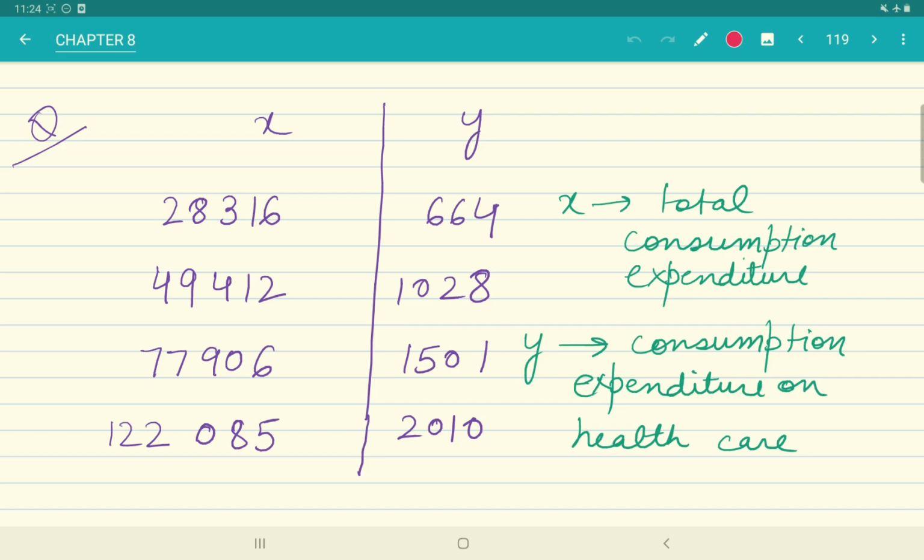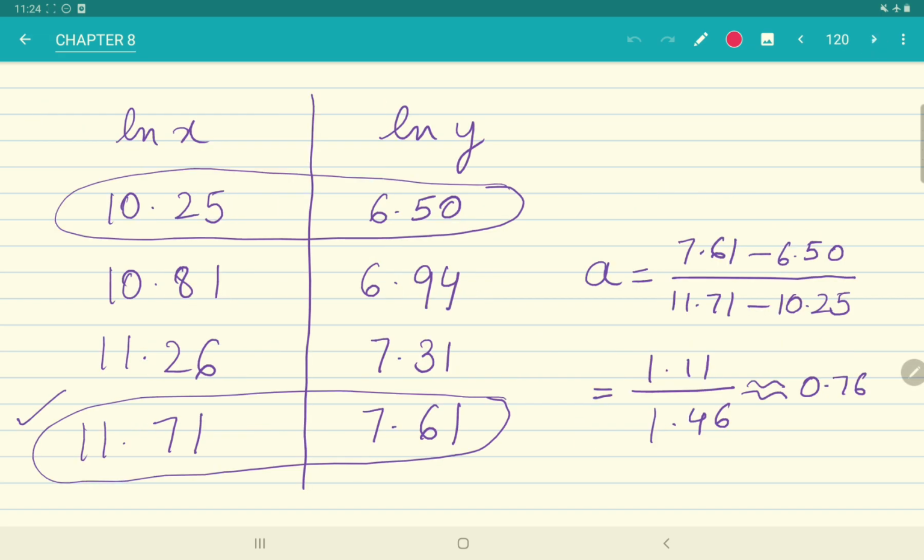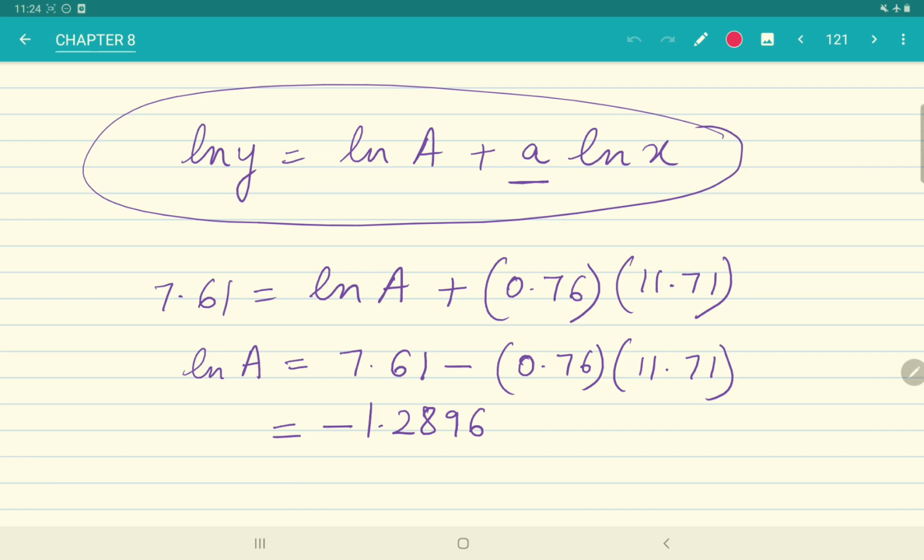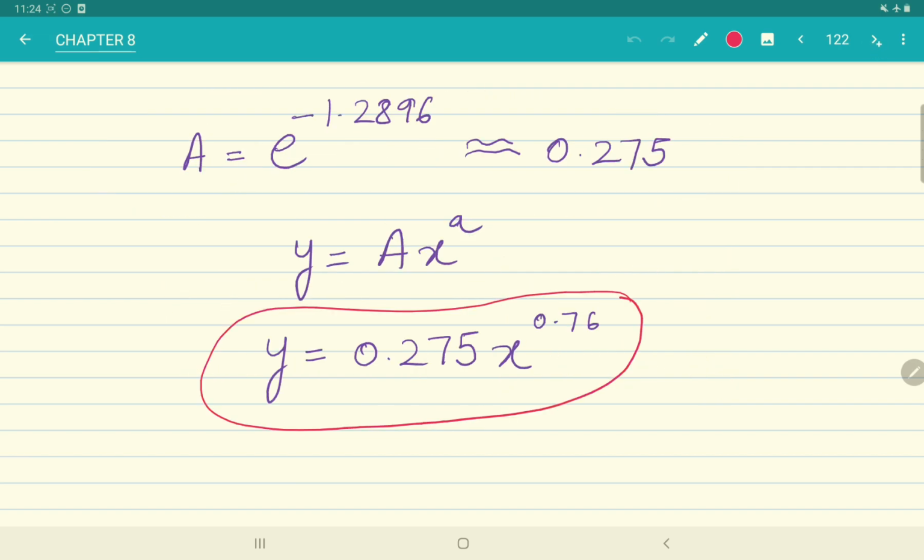The way we go about it is that we first take up ln x and ln y, we make a table, and we plot those in a coordinate system. When we do that, we see that the resulting diagram gives us an approximate straight line. That means ln x and ln y are related to each other in this linear fashion, and from that we can deduce that y and x are related to each other in this manner: y is equal to a multiplied by x raised to the power little a.